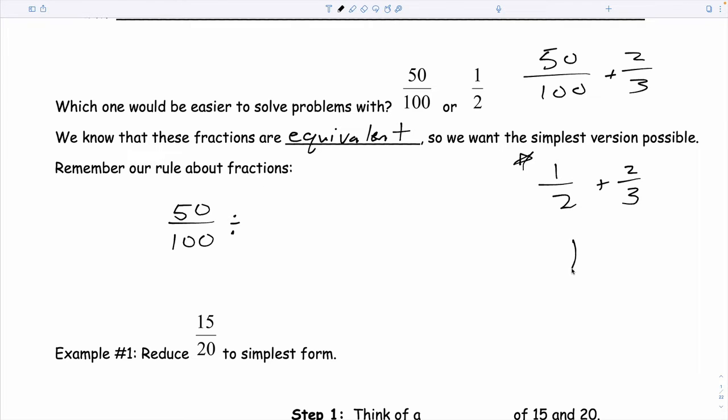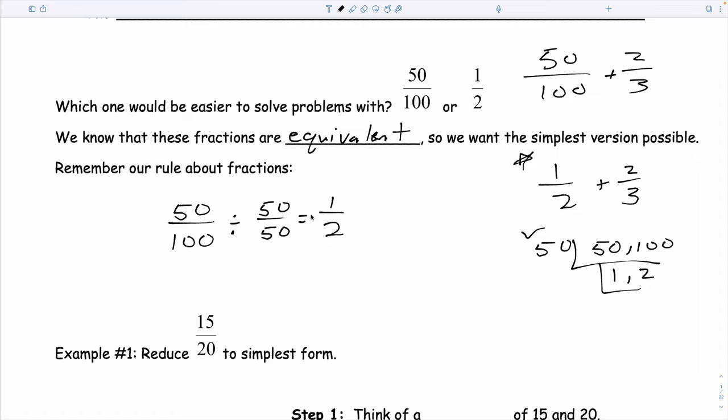This is where the birthday cake's going to come in handy. If you have to do it that way, you can do it. But give me your mental math, Chad. What do you think? Let's check. 50 goes into 50 once. 100 divided by 50 is 2. So that works. What I'm going to do with 50 is divide it, top and bottom, and I get 1/2. That is your simplified version. That's our goal today for the first parts.